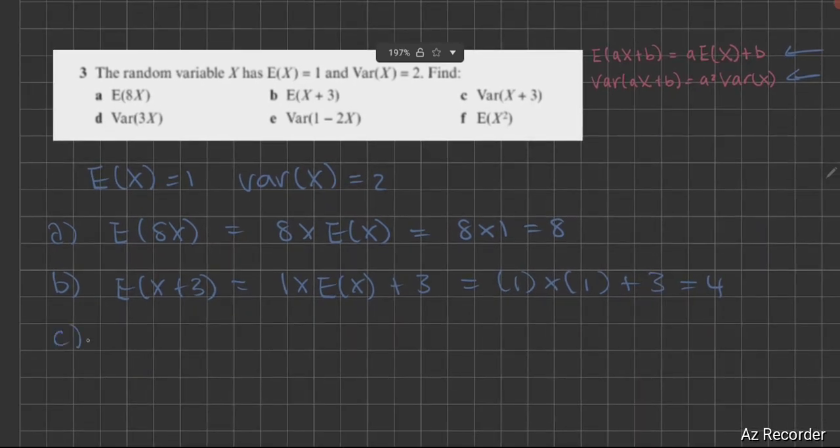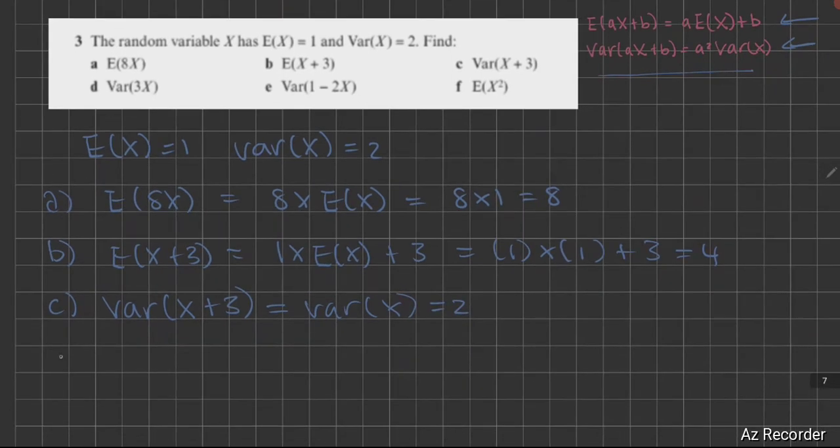For part C, variance of x add 3. Again, the a value is the only value that affects the variance, and the b value doesn't, but the a value is 1, and so it's simply just the variance, which is 2. In this case, the a value is not 1, so we have to do the a value squared times the variance, which is equal to 9 times 2, which is equal to 18.